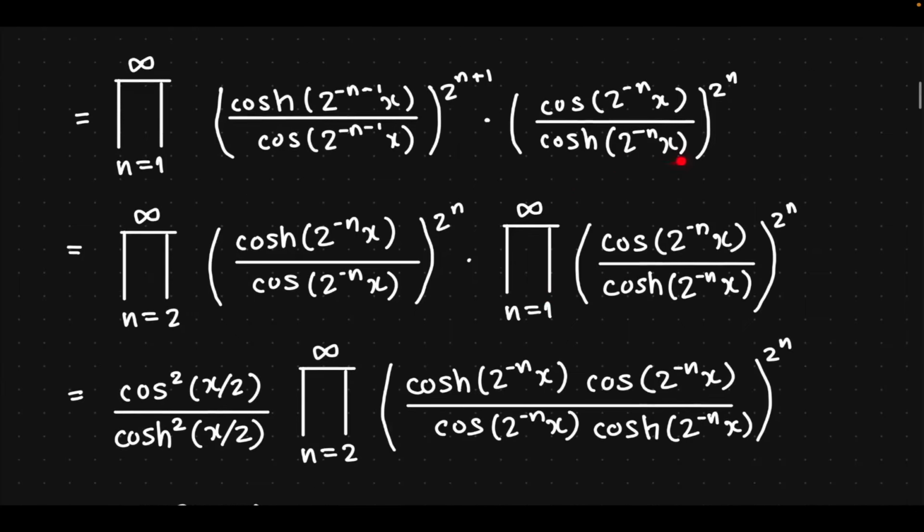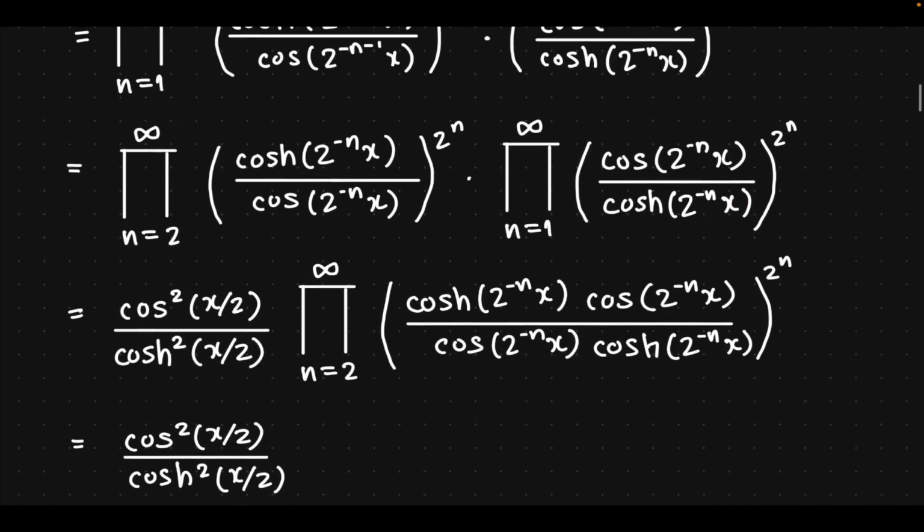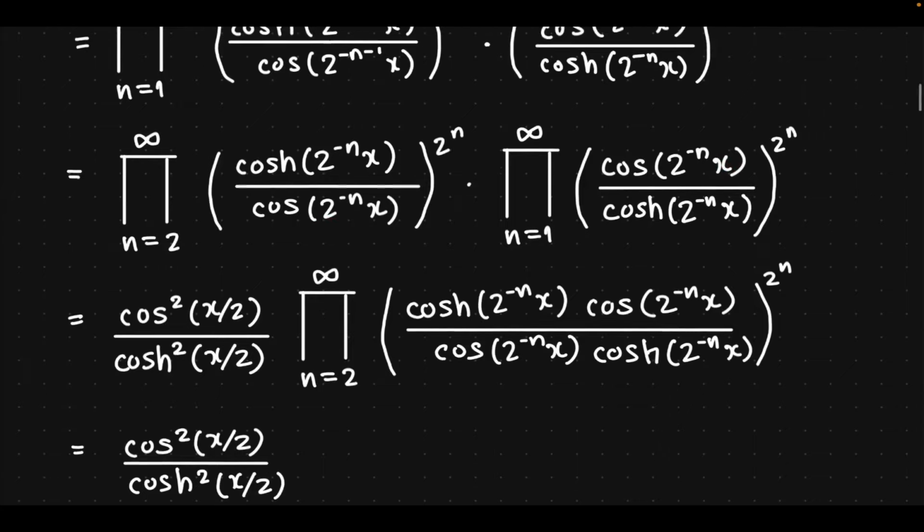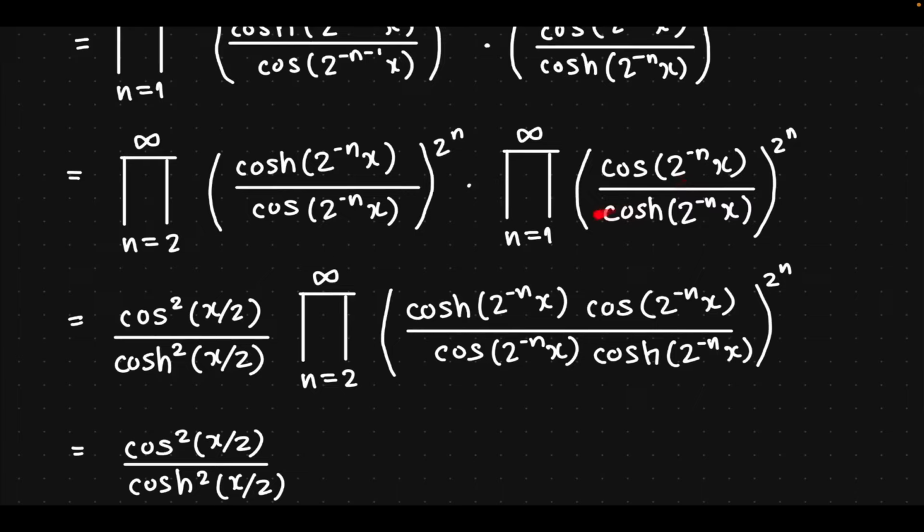Meanwhile, in the second term, there's nothing really going on. We can just keep the same lower bound of the product. So n equals 1 to infinity, product of cosine of 2 to the minus n times x divided by cosh of 2 to the minus n times x, quantity to the 2 to the nth power. Now, notice that they're almost reciprocals of each other. There's a cosh in the numerator here and there's a cosh in the denominator here. There's a cosine in the denominator here and a cosine in the numerator here. These terms would actually cancel if they were under a common product.